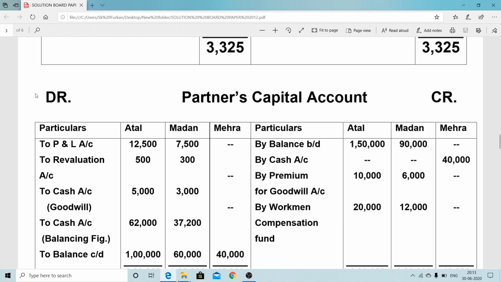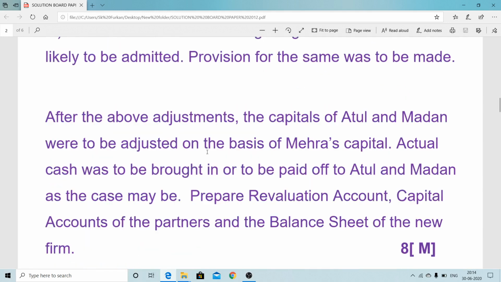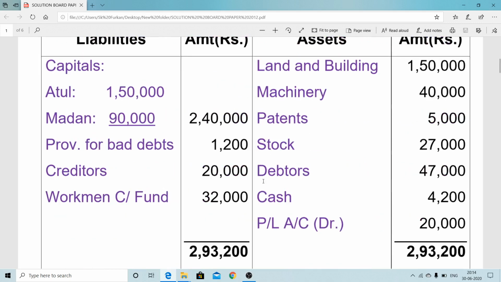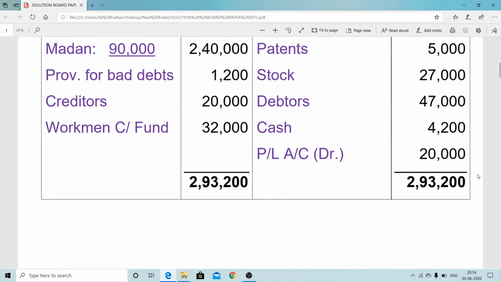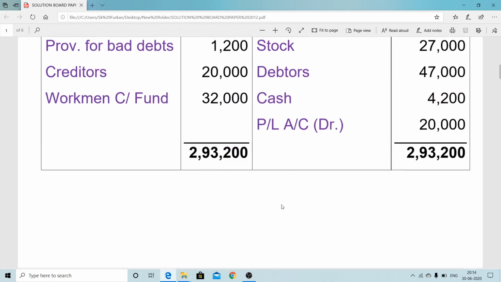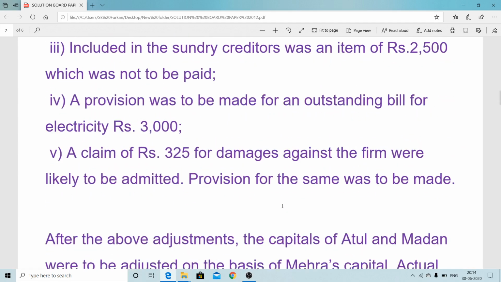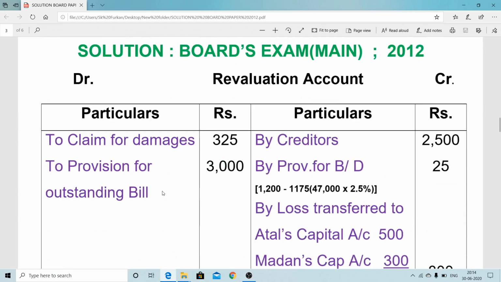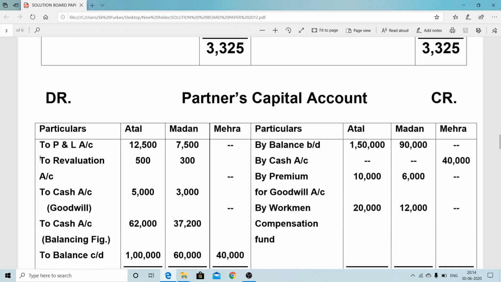Now on the asset side, one loss is there, the profit and loss debit balance. Yes, this is the profit and loss account debit balance of 20,000. It is ultimately a loss of the old partners, so that loss will not be borne by the incoming partner. That has to be borne by the old partners only. Therefore, we will distribute it to the old partners' capital accounts through the profit and loss account under the old ratio. Atul's share is 12,500 and Madan's share is 7,500.